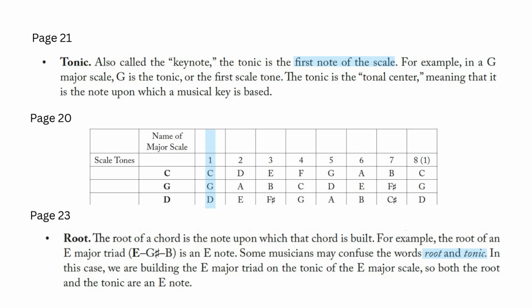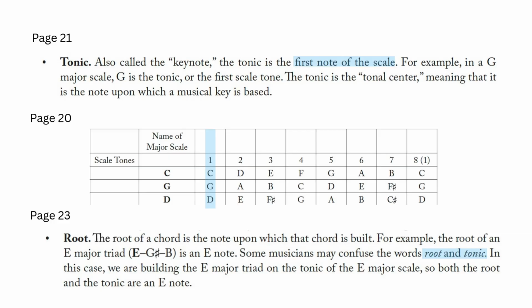Okay, let's read the word tonic. Also called the keynote, the tonic is the first note of the scale. For example, in a G major scale, G is the tonic or the first scale tone. The tonic is the tonal center, meaning that it is the note upon which a musical key is based. We will talk about key in a little bit.